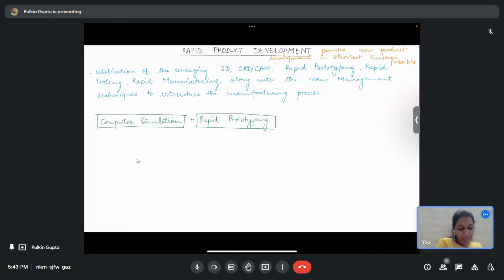So now this culture uses new technologies like the emerging 3D technologies, CAD cams, rapid prototyping, rapid tooling, rapid manufacturing, and along with the new management techniques to restructure the entire manufacturing process, so that your time from design to market is shortened as much as possible.